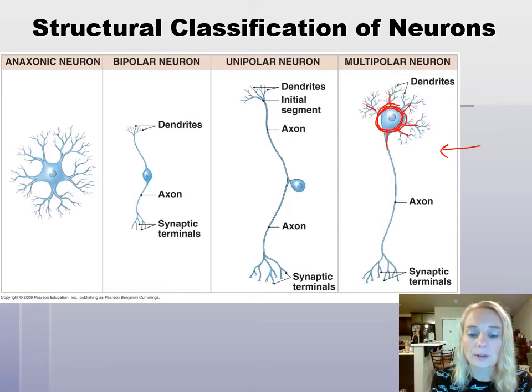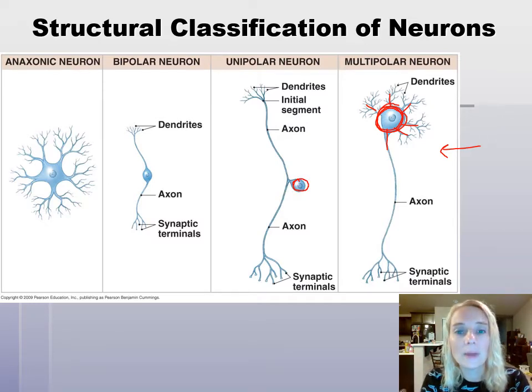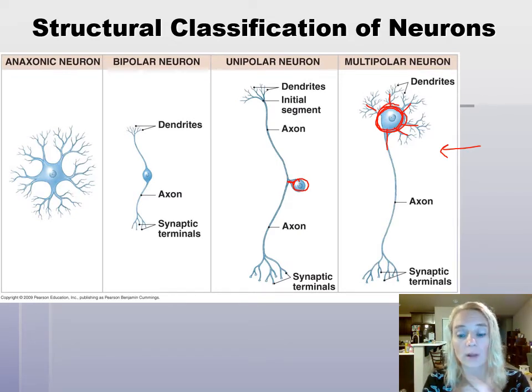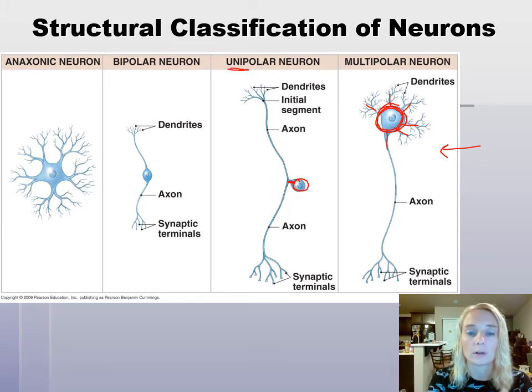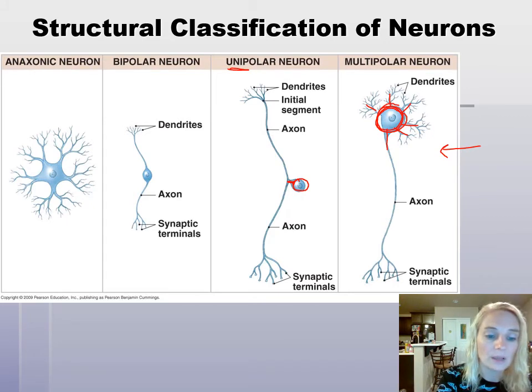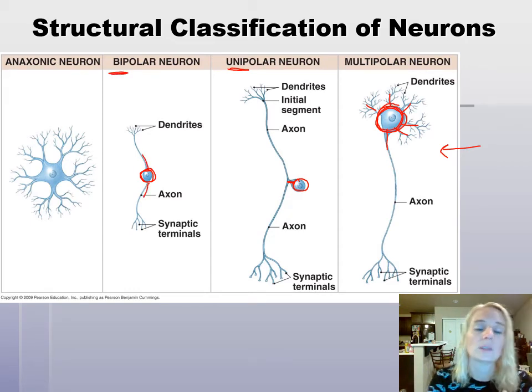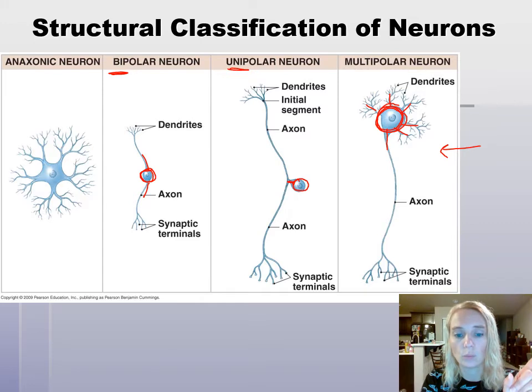If we do the same thing for this guy here, how many branches are coming off directly from the cell body? Well, there's just one. It splits right away, but really there's just one branch coming off of that cell body. So we call this a unipolar neuron. If we do that over here, we circle the cell body, we have one branch on that side and one branch on that side. So this is going to be a bipolar neuron because it's got two branches.